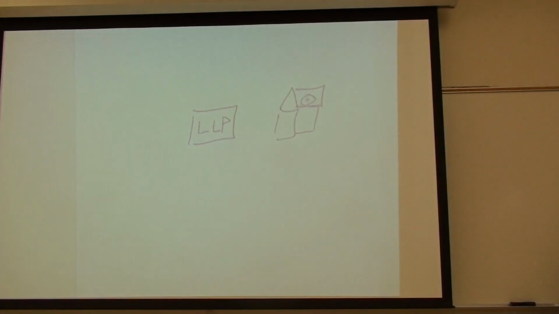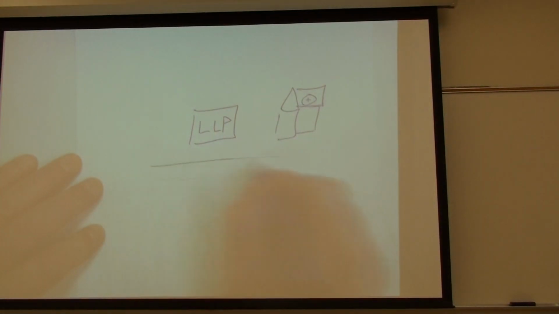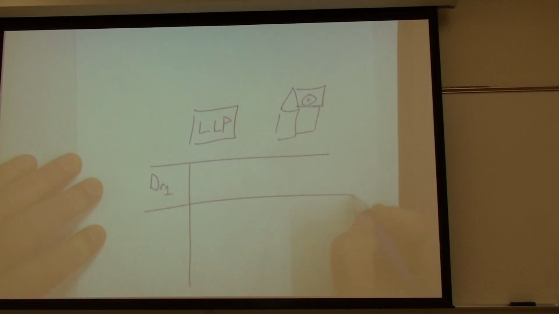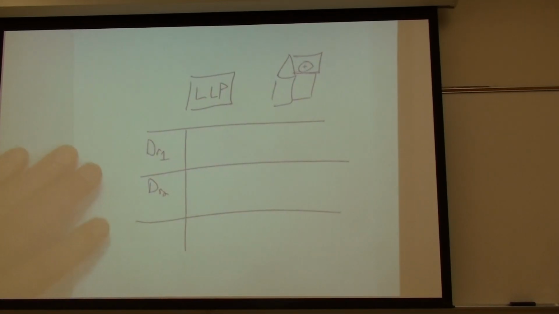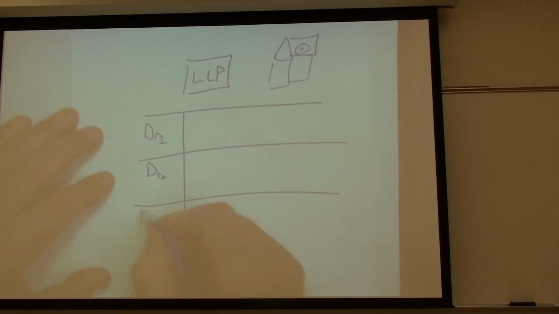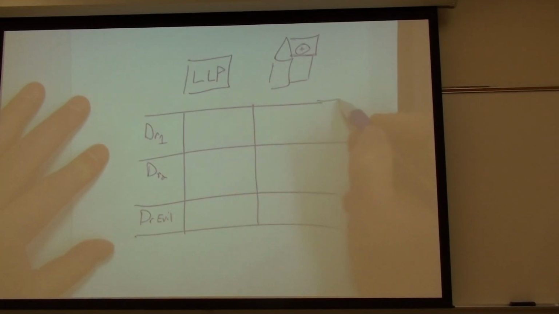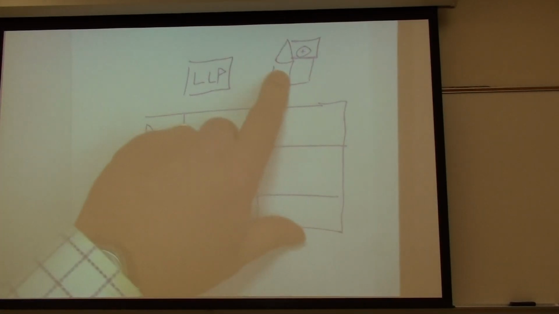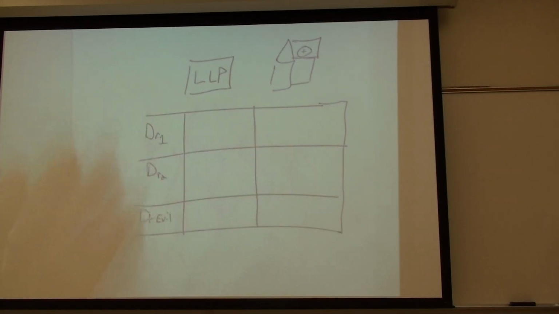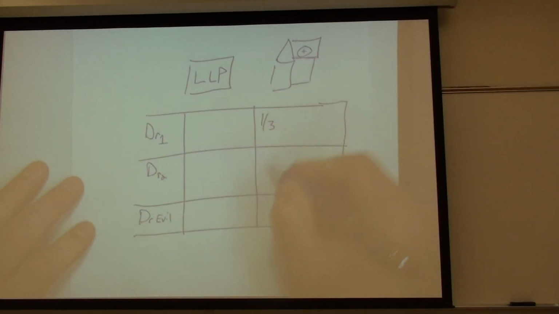So let me break it down for you how this works. Let's say we're going to have 3 doctors. So we'll have doctor number 1, doctor number 2, and of course we're going to have Dr. Evil. Right? Dr. Evil. So here we have the clinic. Let's say each doctor is going to be a 1/3 owner of the clinic.